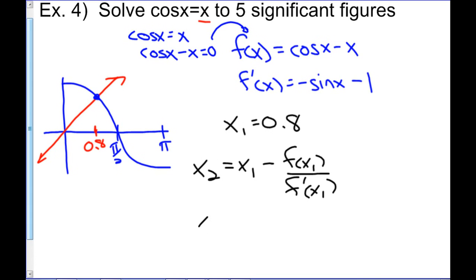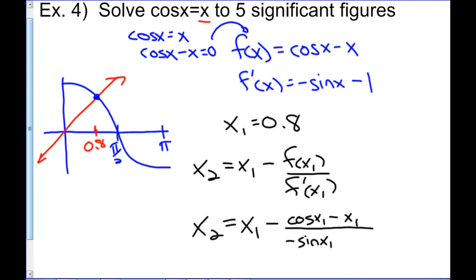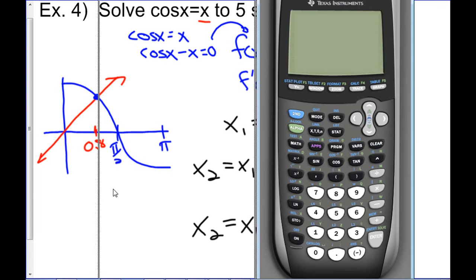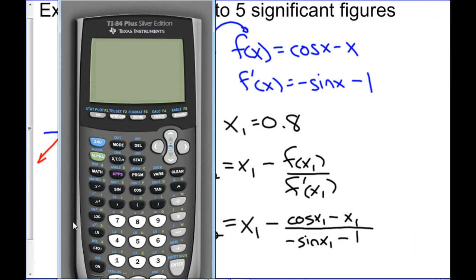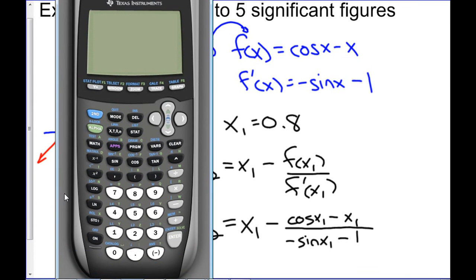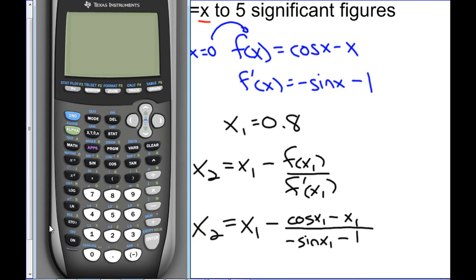Or x2 would be x1 minus, let's see, f of x1 would be cos of x1 minus x1, all over f prime. That's negative sine of x1 minus 1. We can use our calculators to kind of program this in. And here's the way we're going to do it. So if you have a decent two-line display, this should go well.